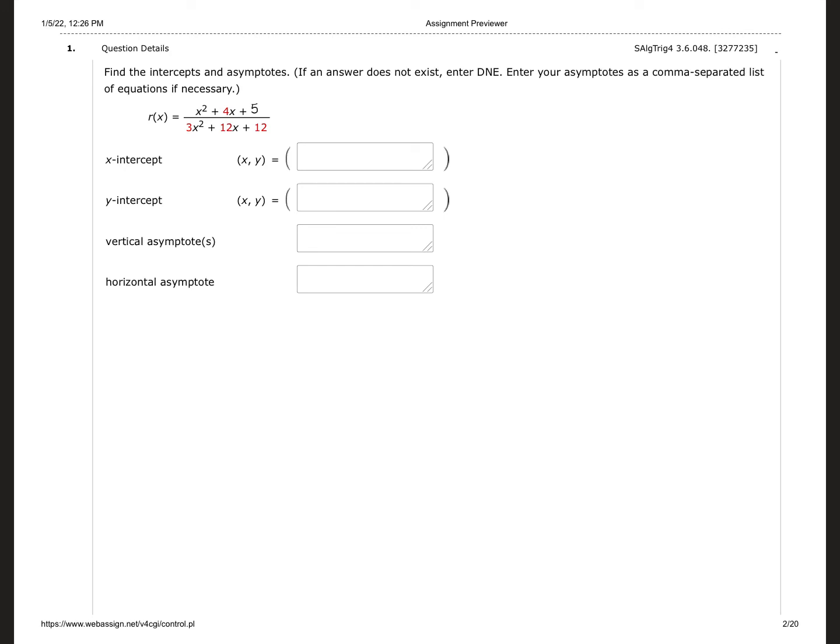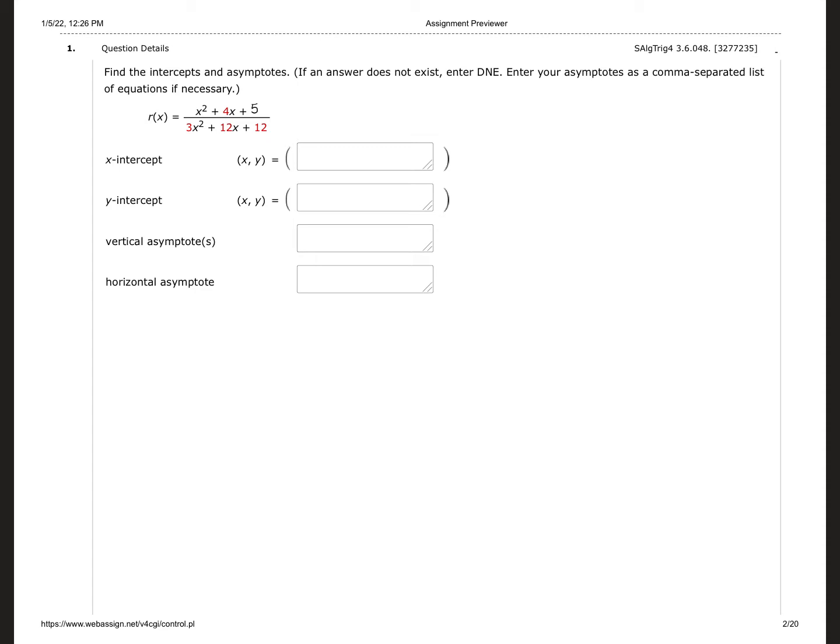This is your 3.6 Part 2 WebAssign. If you remember from Part 1, we went over your X and Y intercepts as well as your vertical and horizontal asymptotes. For your X-intercept, if you were finding that, you are plugging in 0 for Y and just working with your numerator. If you find your Y-intercept, plug in 0 for X. Anywhere you see an X, solve for Y. Those, remember, are ordered pairs. You have to give your answers as ordered pairs for those.